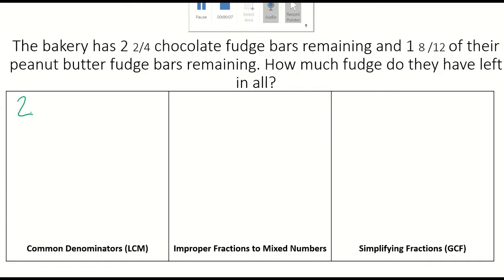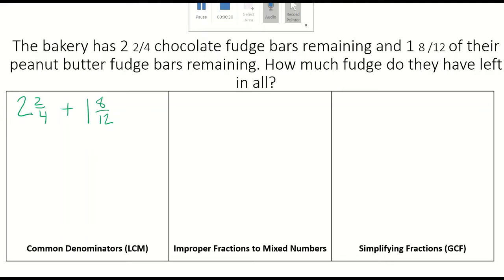The bakery has 2 2/4 chocolate fudge bars remaining and 1 8/12 of their peanut butter fudge bars remaining. How much fudge do they have left in all? All right, before we can add these though, we can't add fourths and twelfths. We have to add when they have common denominators. So I'm going to show you that.